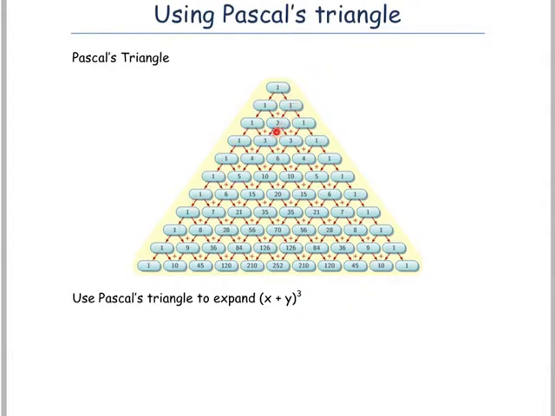The next row down is just 1, 2, 3, 4, 5, 6. And the next one down is the triangular numbers. But that's not what we're really bothered about. So Pascal's triangle.